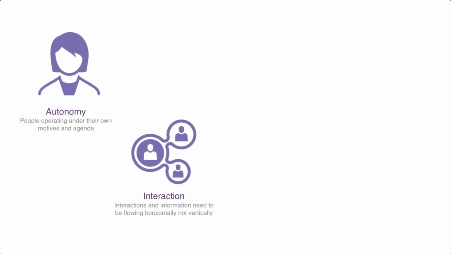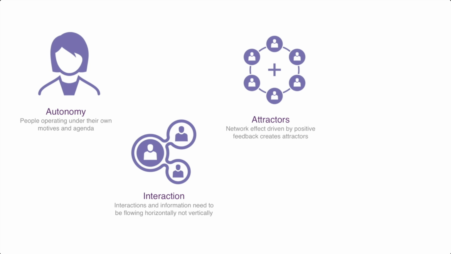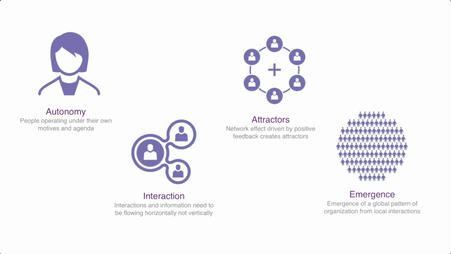Interaction and information need to be flowing horizontally, not vertically. So it can't be information coming from a single source, a centralized entity. It has to be peer interaction. You then get attractors: network effects driven by positive feedback create attractors. We'll talk a bit more about this later on, but that's a key aspect. And then you get emergence out of those attractors.